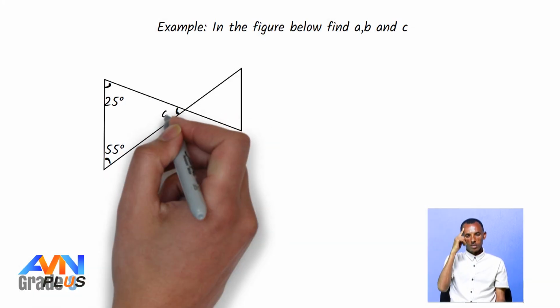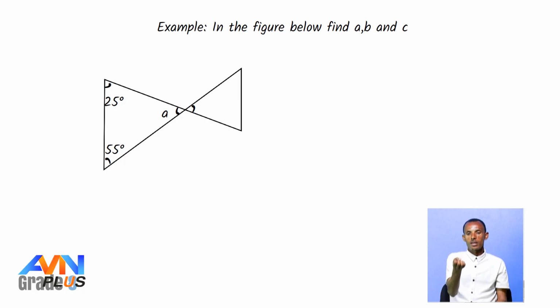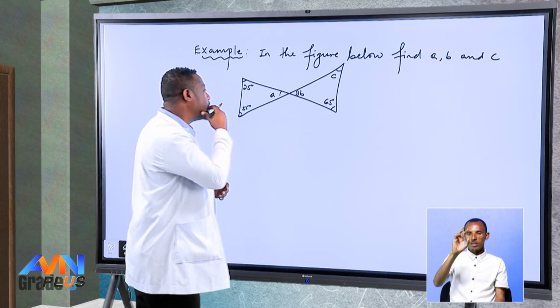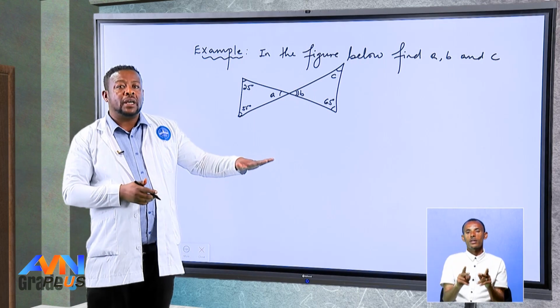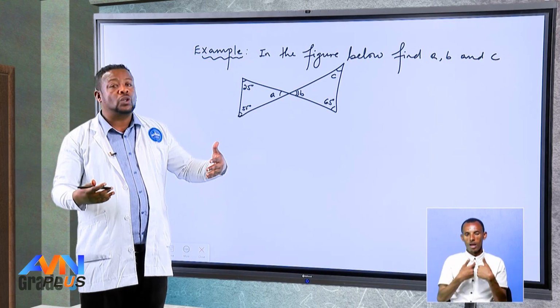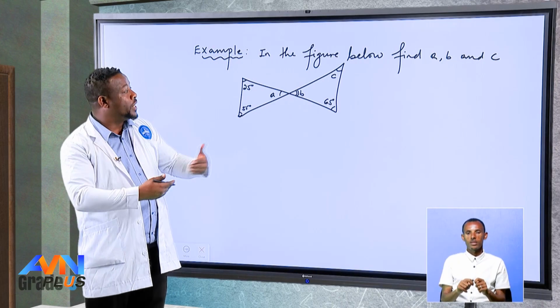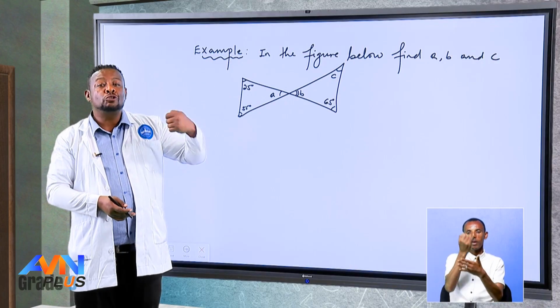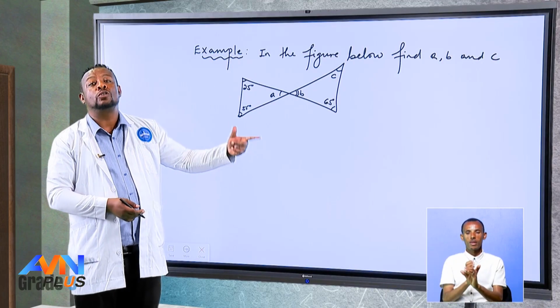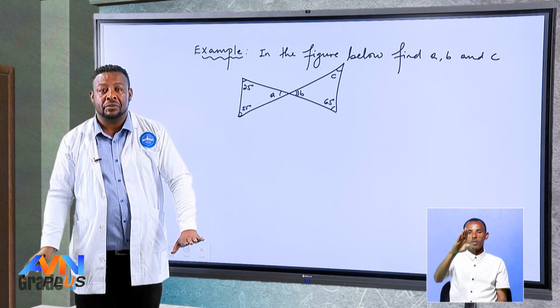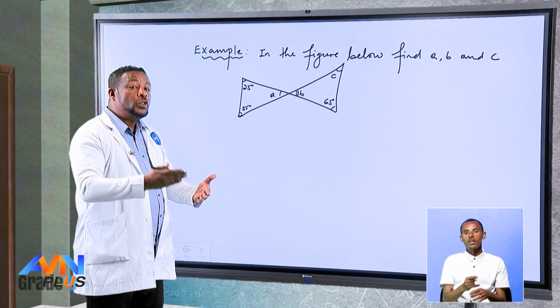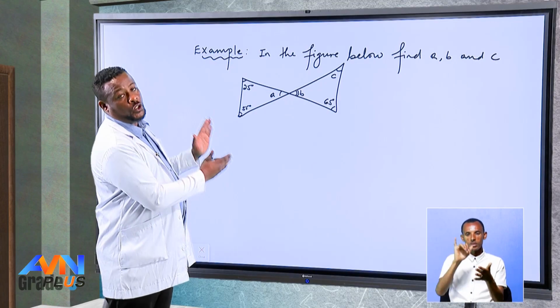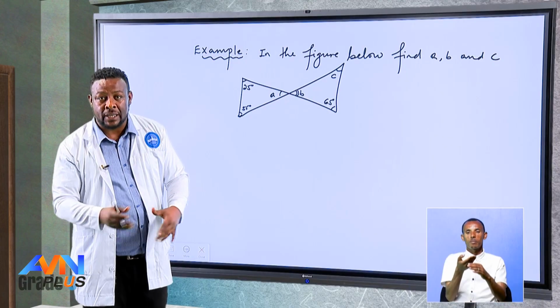Assume this is angle A. Say this is angle B and C here. Here 65. Okay. Here in this figure we have two triangles joined at some point. From this figure you are asked to calculate the value of A, B, and C, right? So you need to follow the theorems that we used in our previous example, right?